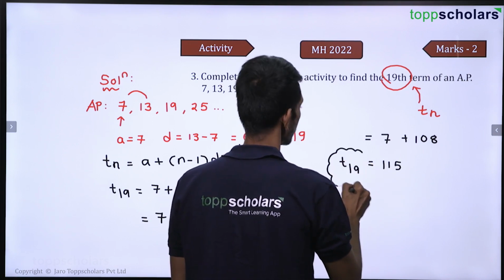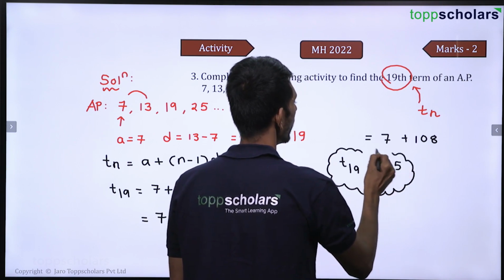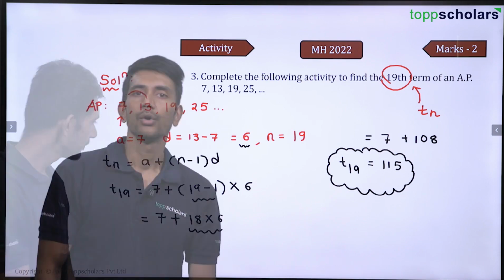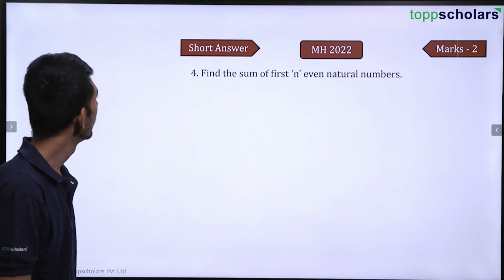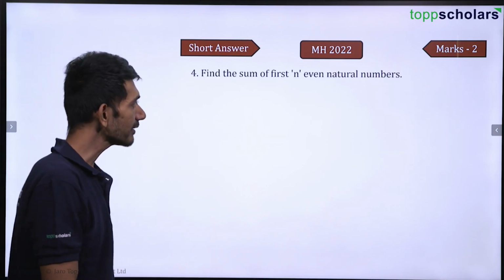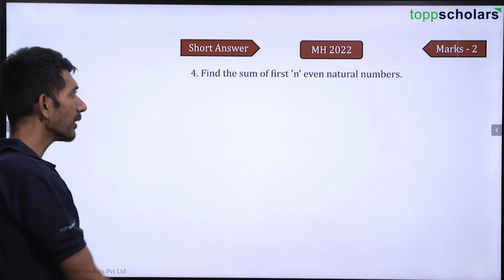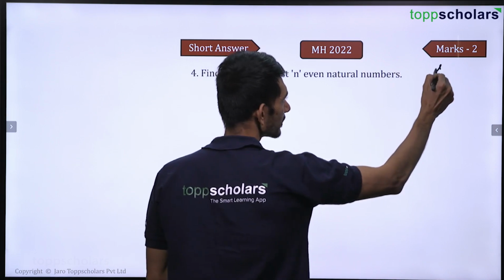So the 19th term is 115. Very easy, very simple. Okay, let's continue now. There is a new question. Find the sum of the first n even natural numbers. It's a 2-mark question. It's a very interesting question, by the way.